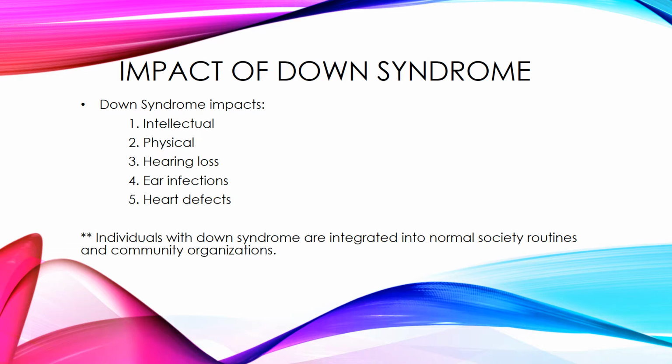Individuals with Down syndrome are integrated into normal society routines and community organizations. But it is said that students and children with Down syndrome have social understanding that is a strength. They actually have better understanding of social cues than some people who live a normal life. They are able to pick up on verbal and nonverbal cues. So this is a strength that they possess.